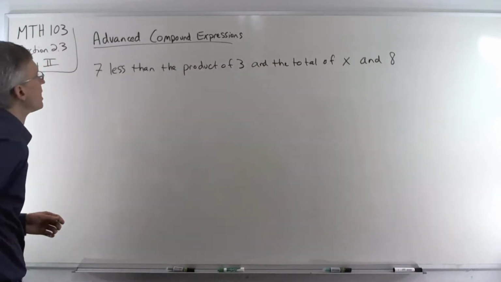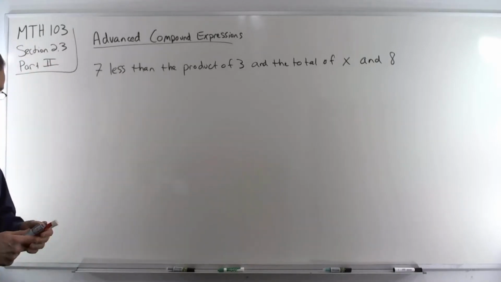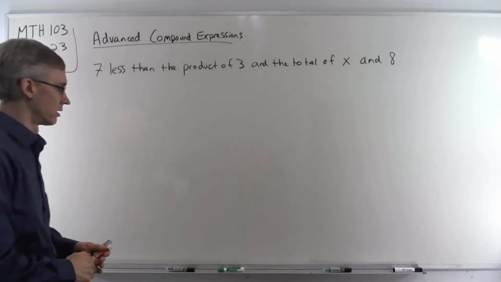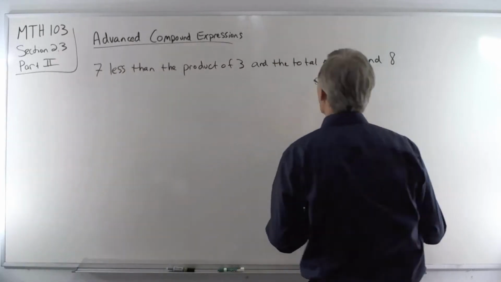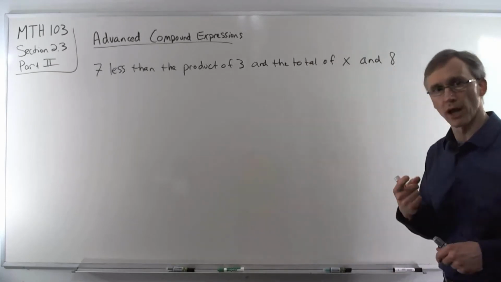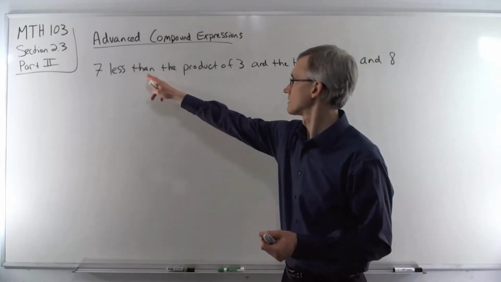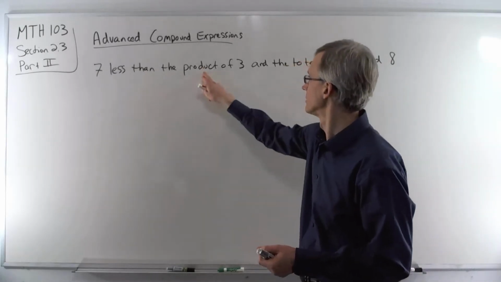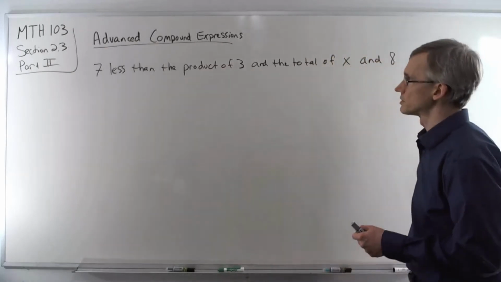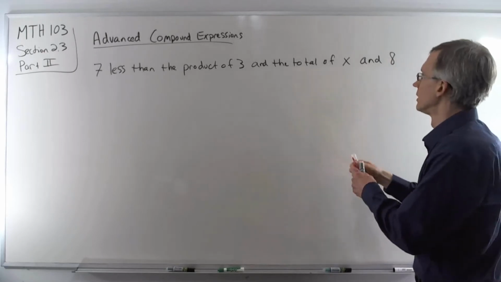Here's an example. 7 less than the product of 3 and the total of x and 8. So there's a lot going on in this one. So we need to simplify things down by finding the simple expression. Recall that a simple expression has one operation and two numbers or variables. So down here we've got less than, there's an operation, subtraction. There's product, that's multiplication. So we already have two operations, so we can't start down there. We're going to have to go all the way down to the right here.